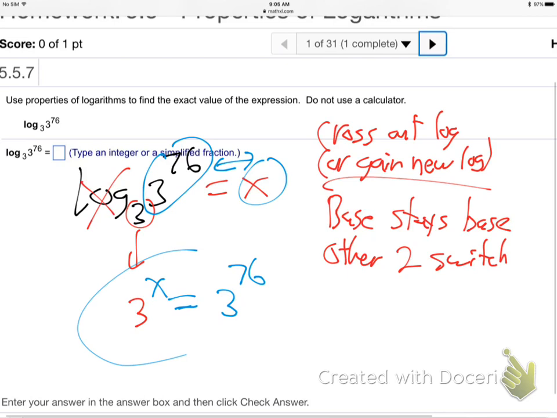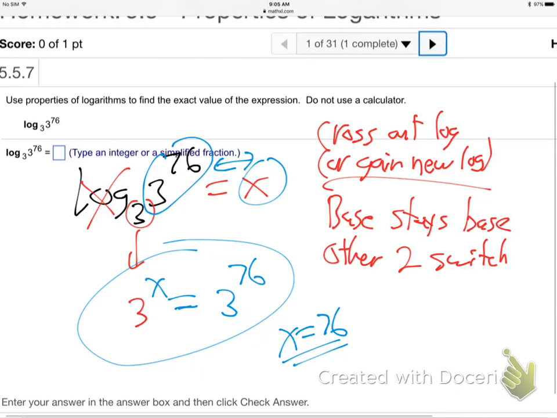What does x have to be to make that true? Yeah, clear, as we said in grad school, we used to say clear to the most casual observer. Right? X has got to be 76. Good? On that? So it's really just to cross out the log. Put an x on the right side, cross off the log, do the normal log step, base stays the base, other two switch, and the answer becomes obvious.